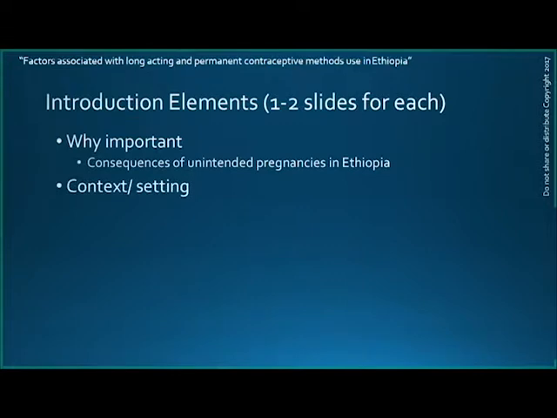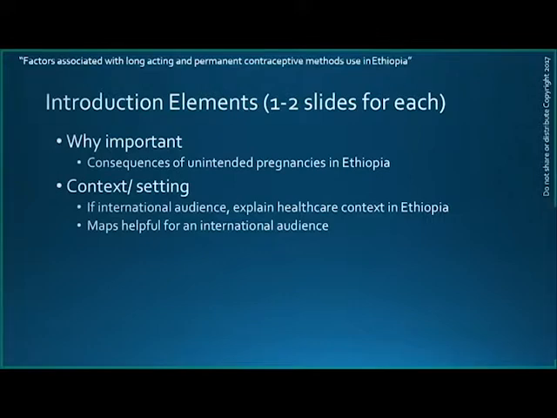You're going to want to spend a little time giving information about the context and setting of your study, particularly if it's an international audience. An international audience may not understand the basic information about the healthcare context in Ethiopia. Do oral contraceptives cost money in Ethiopia? These basic things will not be clear to an international audience, so you'll need to really fill them in on information that will help them understand your study.